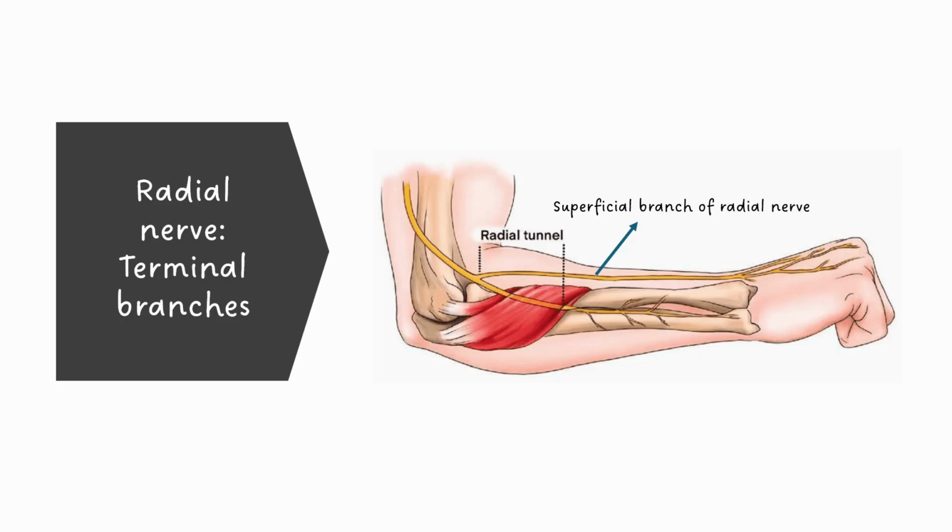Thus, the radial nerve has two terminal branches, the superficial radial nerve, which is purely sensory and supplies the dorsum of the hand and the lateral 3.5 fingers up to the nail bed, and the deep branch, which is also called the posterior interosseous nerve, which is purely motor and dives into and through the supinator muscle and supplies essentially the entire extensor compartment of the forearm.